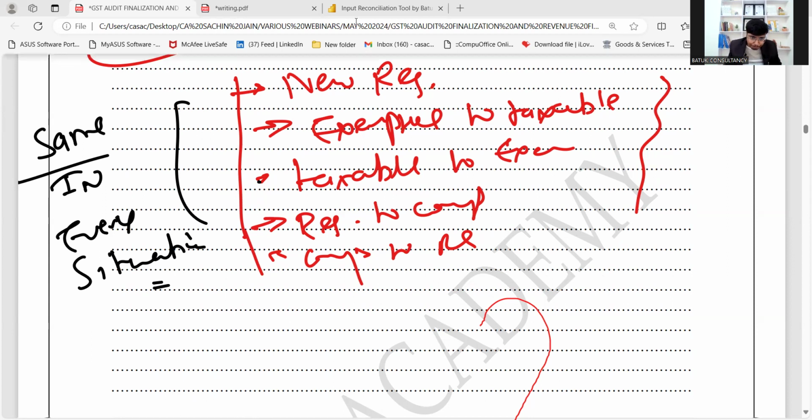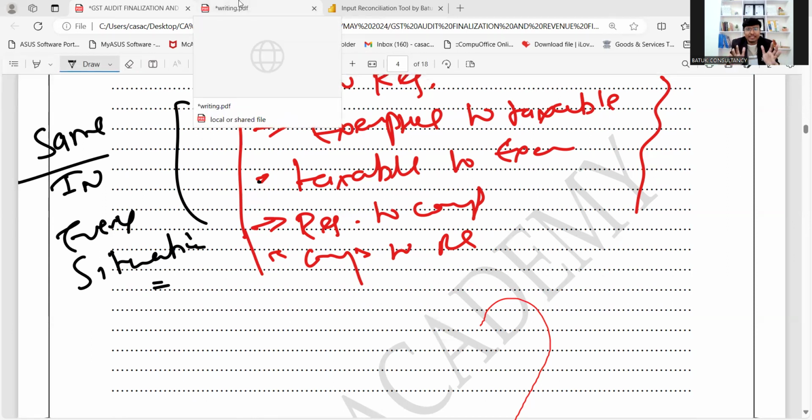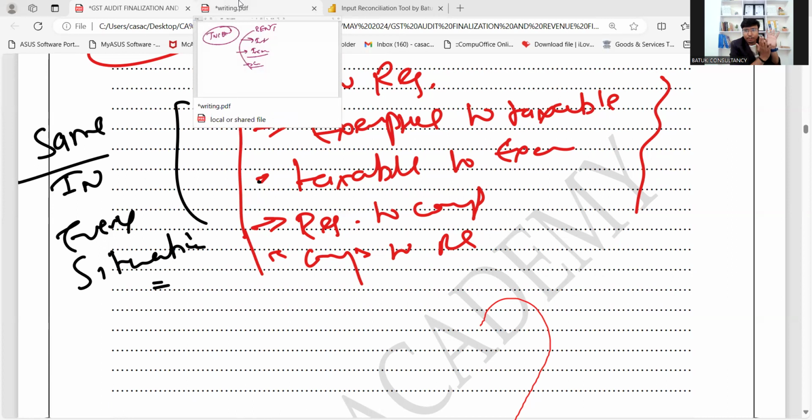Okay, now whatever we have discussed is related to GST audit finalization and revenue audit finding.